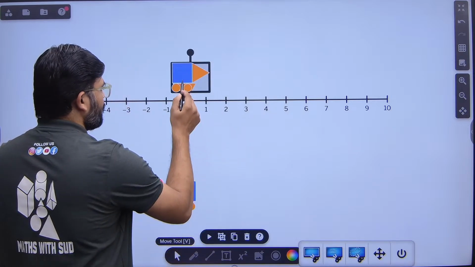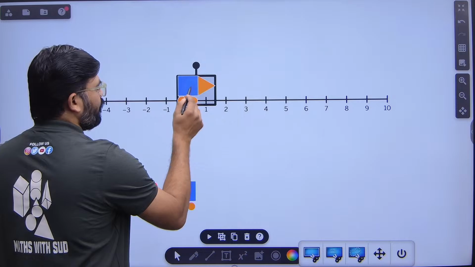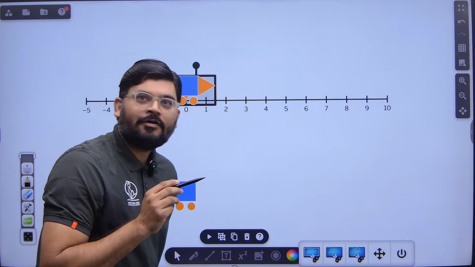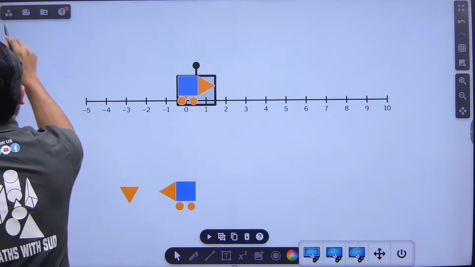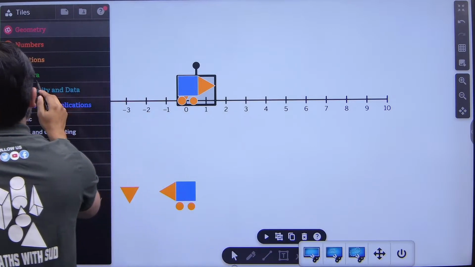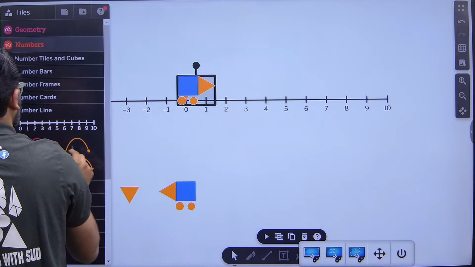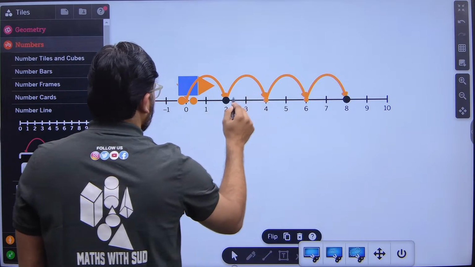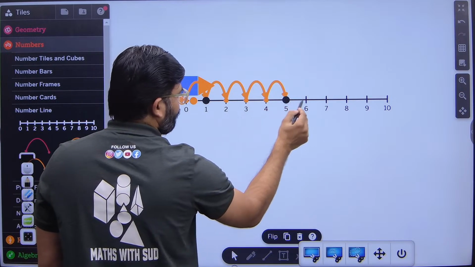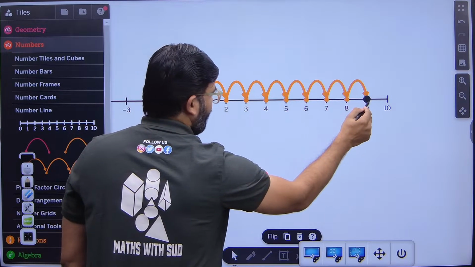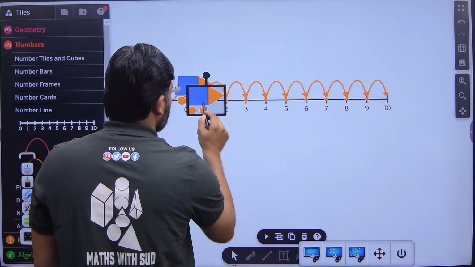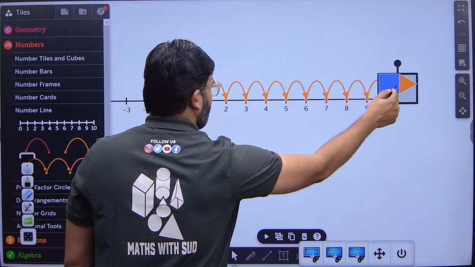One way is to go in the forward direction. How many steps will you need to move to 10? 10 steps. Wonderful. Good one. So let me show you all the 10 steps. 1, 2, 3, 4, 5, 6, 7, 8, 9, 10. And after the 10 steps, your vehicle will reach here.